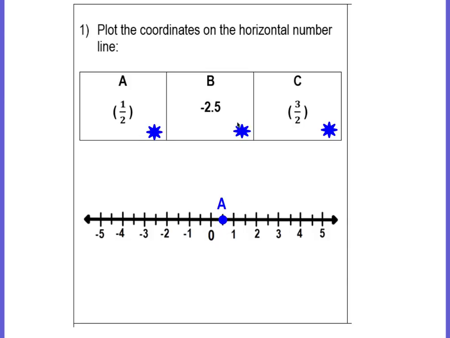For point B, -2 5/10, or -2 1/2, we would want to go to -2 and then halfway between -2 and -3. So this would be where your point B is at.